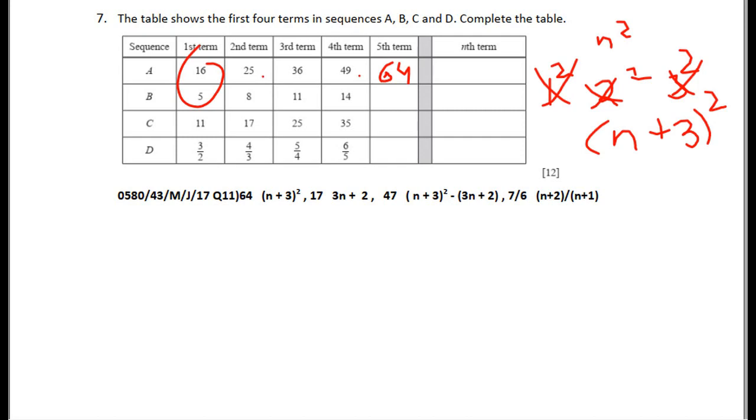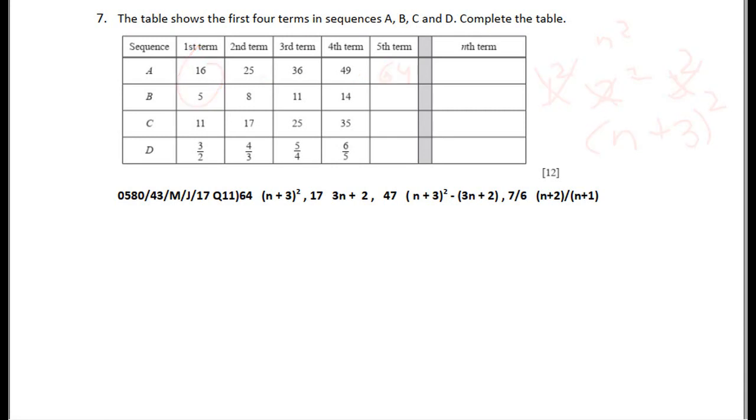So this is 64 and this is n plus 3 whole square. Then we have 5, then plus 3 is 8, plus 3 is 11, plus 3 is 14, then plus 3 is 17.